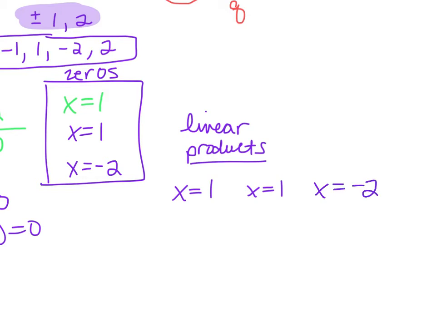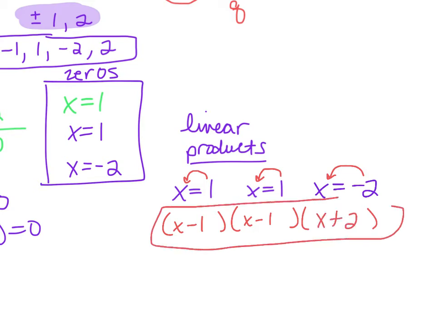All right, we're going to go a step backwards. Your linear products are going to be 3 or 4, however many zeros you have, little binomials. So I'm going to have this binomial, this one, and this one. If I was going to go one step backwards, if I moved this +1 over here with the x, what does it become? So this would be x minus 1. If I take this +1 and I move it over here, it becomes x minus 1. If I move this -2 over here, it becomes x plus 2. Those are your linear products.